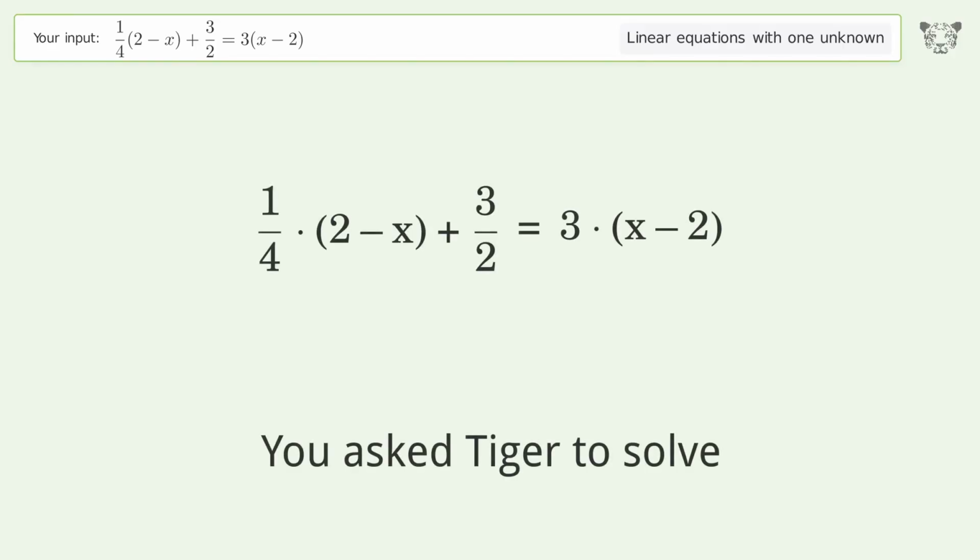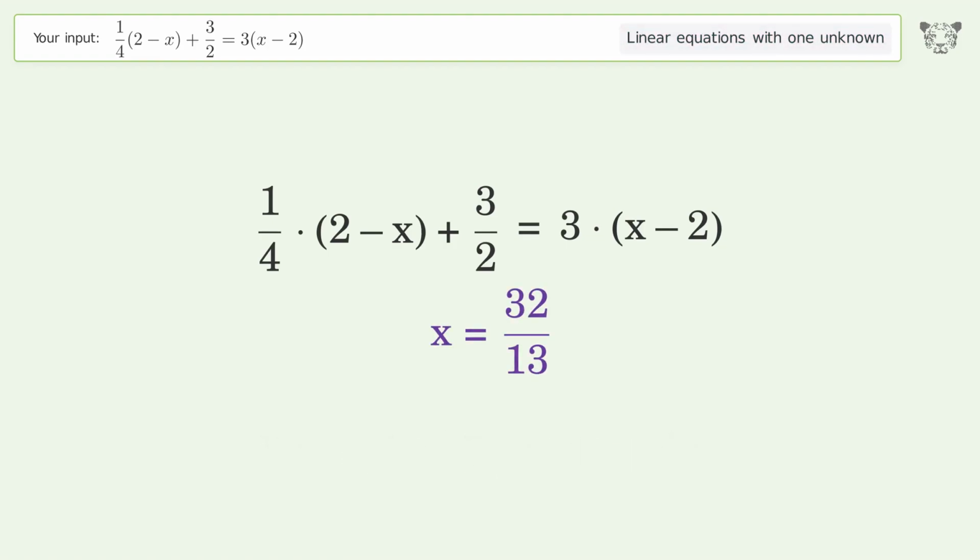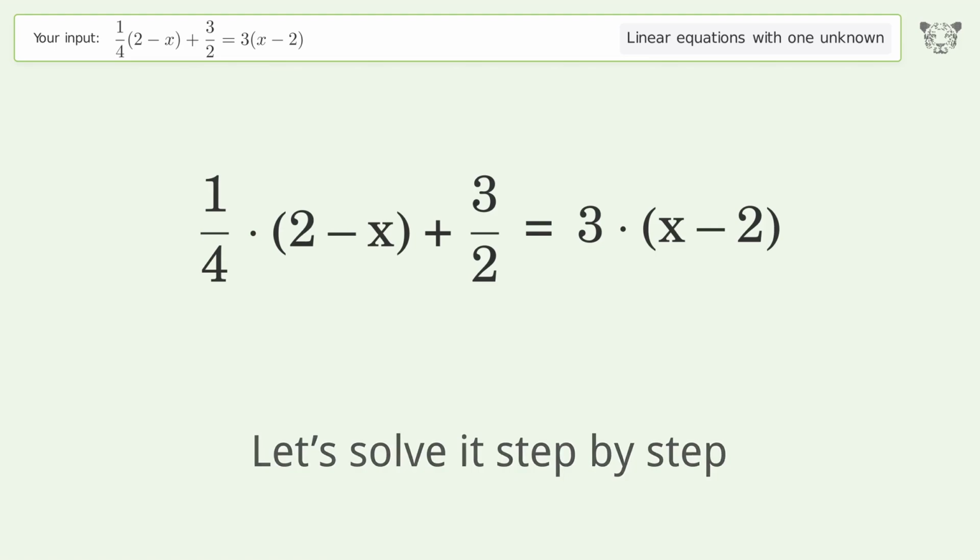You ask Tiger to solve. This deals with linear equations with one unknown. The final result is x equals 32 over 13. Let's solve it step by step.